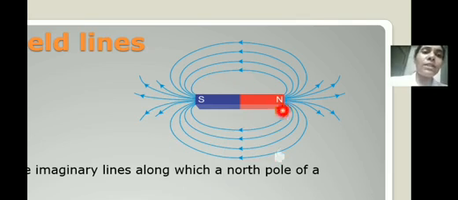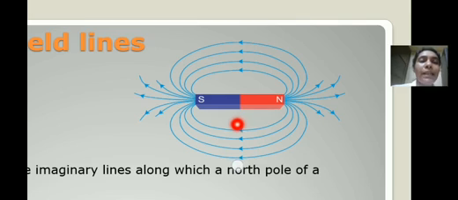So the closeness of the magnetic field lines indicates the relative strength of magnetic field. If the field lines are closer at any point, it means the magnetic field at that point is very strong. And if the field lines are far apart at any point, it means the magnetic field is very weak at that point. Okay. And also the next property is that no two field lines cross each other. Can you see any field lines intersecting each other? No. No two field lines intersect each other.